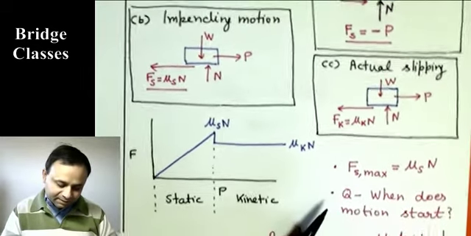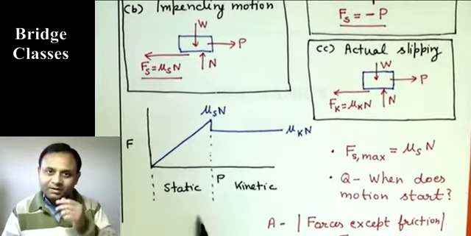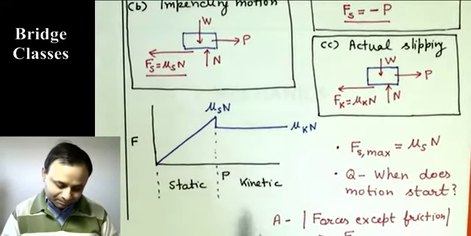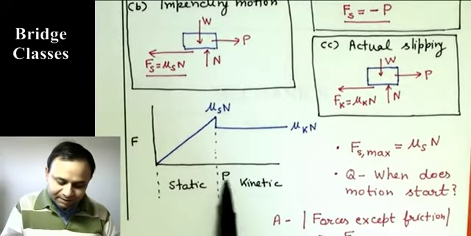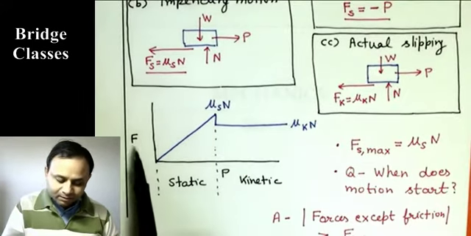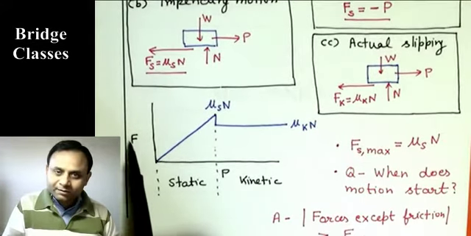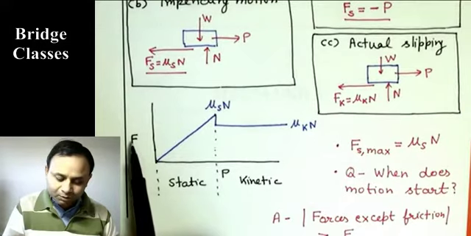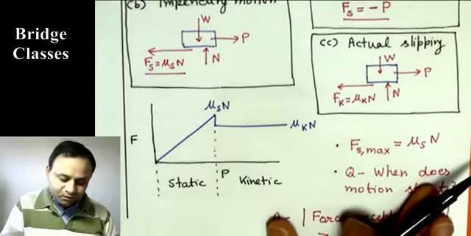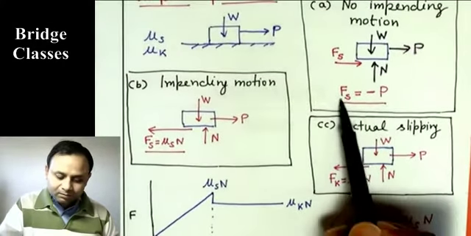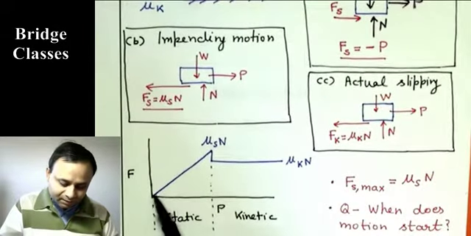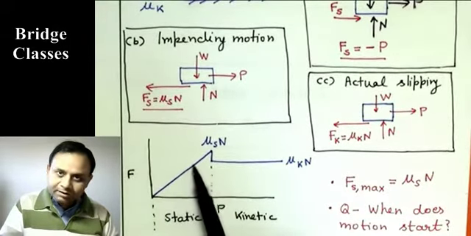Now let me summarize these with this plot. This is a familiar plot, we all have seen this maybe from 7th or 8th class in school. On the x-axis there is P. As this applied force P is increased, the plot shows the magnitude of the frictional force that is acting on the body. Initially the friction is static, the body is at rest, and from equilibrium you get friction equals P. So that is what you see here. Friction equals P, it keeps on increasing.